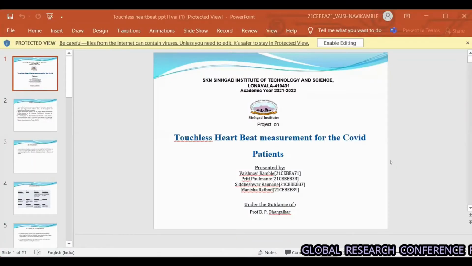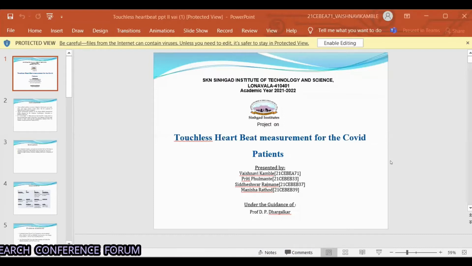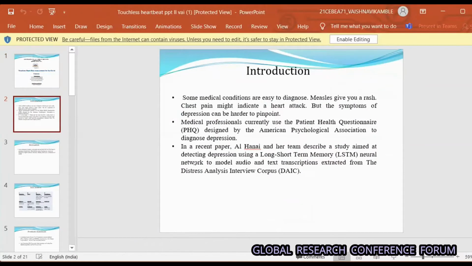My name is Vaishnavi Kamble. Me and my team members are here to give a seminar on the topic of touchless heartbeat measurement. So I'm going to start with the introduction.